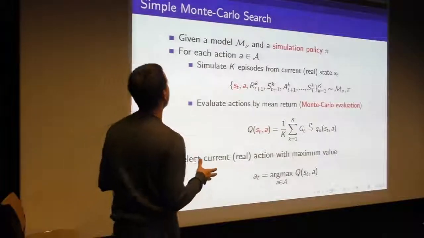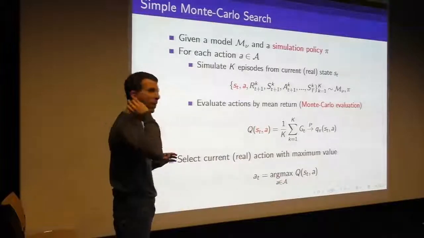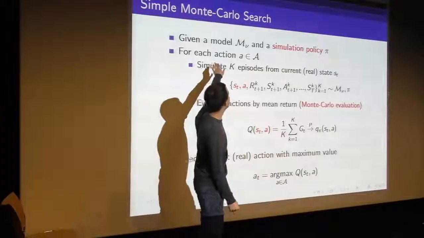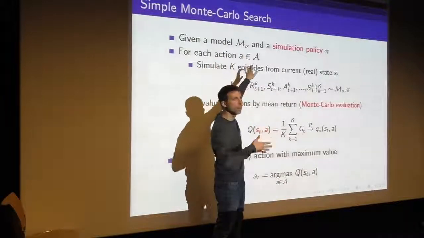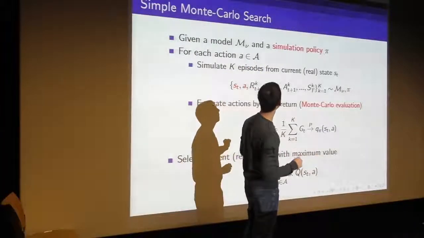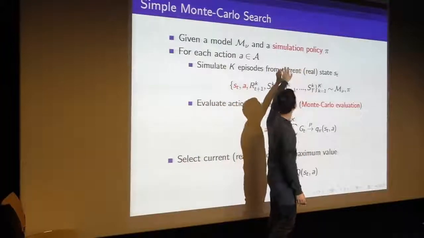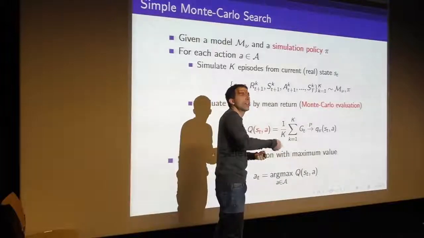So what does this look like? Let's start with the simplest possible version. This is what I call simple Monte Carlo search. Let's just assume that we've got some model, or someone tells us the rules of the game, or we've learned our model of how the rocks are working, or how the robot's walking, helicopters flying, and we have some simulation policy pi. The simulation policy is just some way that we are going to pick actions in our imagination.